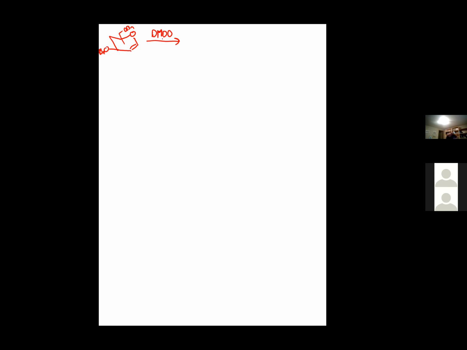I want to make sure I'm consistent with the notes that I used. So I am going back. I definitely showed DMDO on the bottom face, which is correct. mCPBA also on the bottom face, which is also correct. Okay, good. So if I use DMDO, we covered the mechanism a little while back.